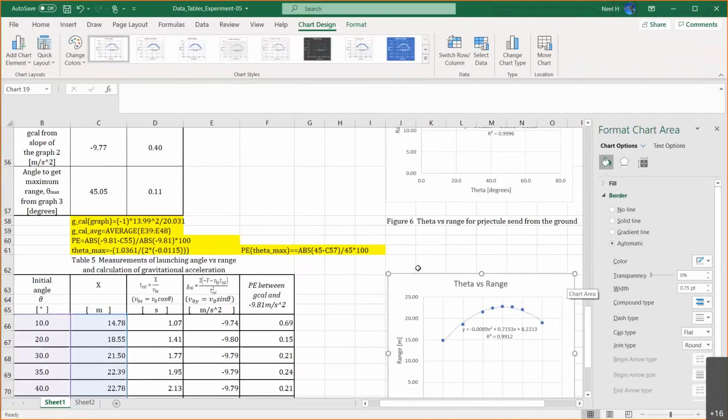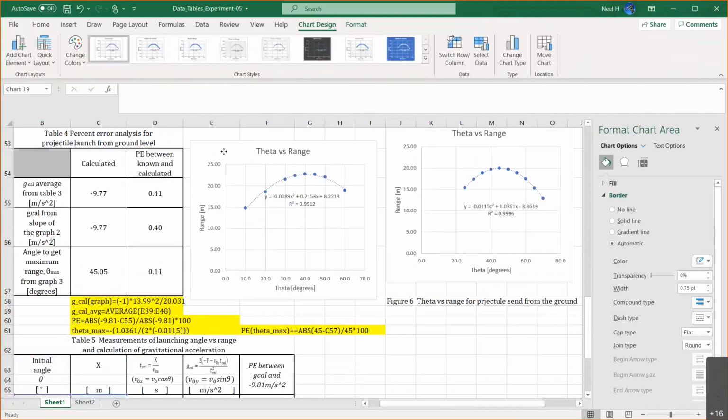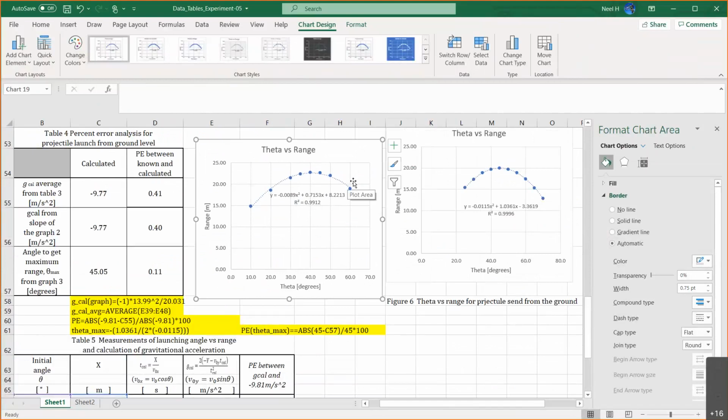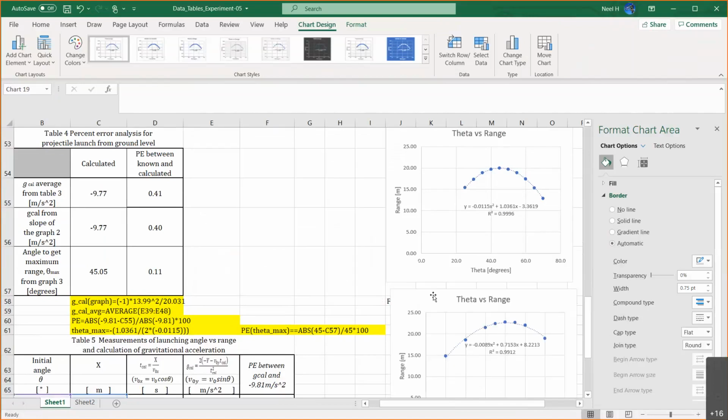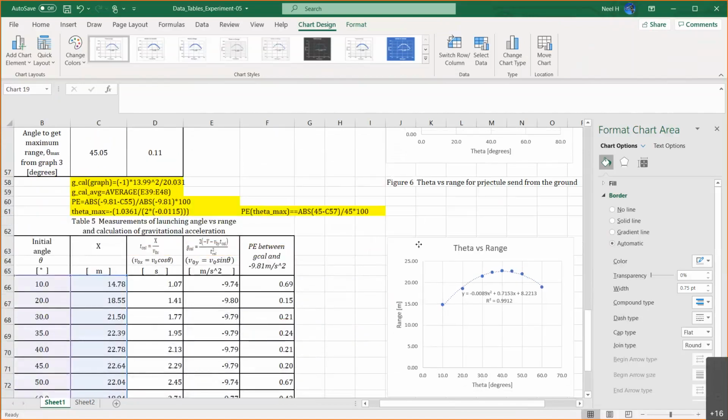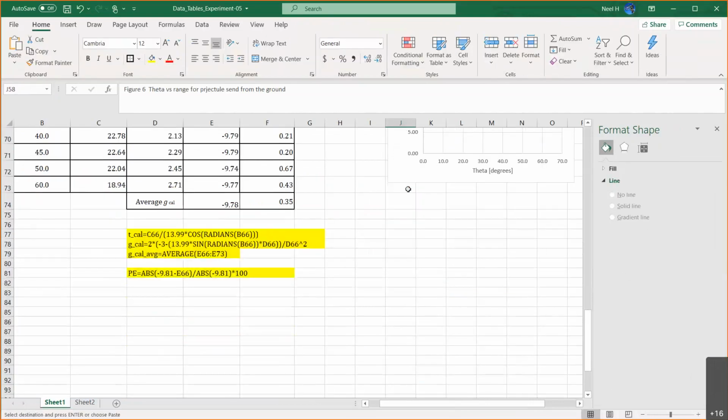Now you should see these two graphs are not the same. See that? Graphs are different now. You can see the max is actually shifted a little bit below the 45. So this is where the 45 is. Now you can see the max is slightly below. I can find the max actually by using these numbers in front of the equation. Let's do that calculation too. So this is now figure number 7. Figure number 7, this is theta versus range for a projectile sent from height h above the ground.